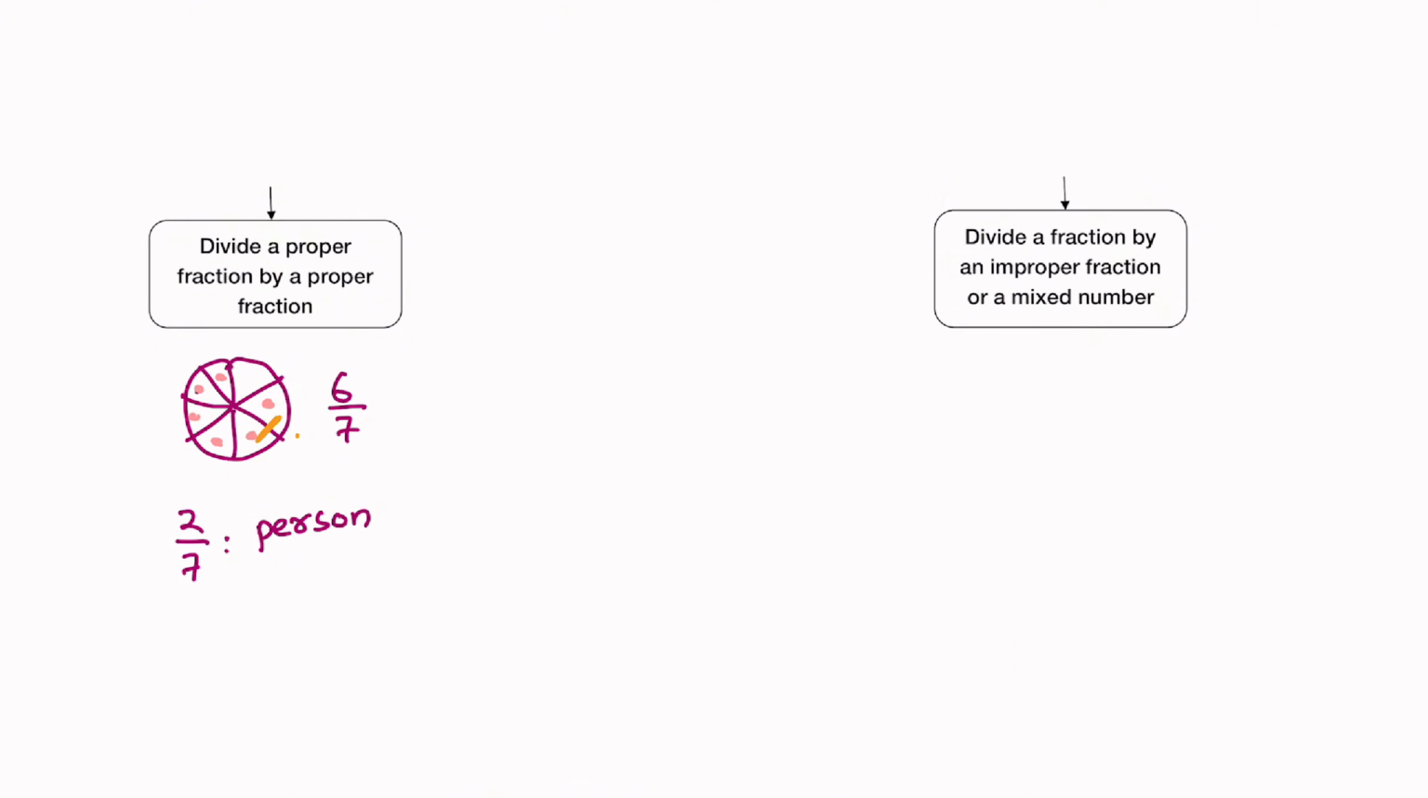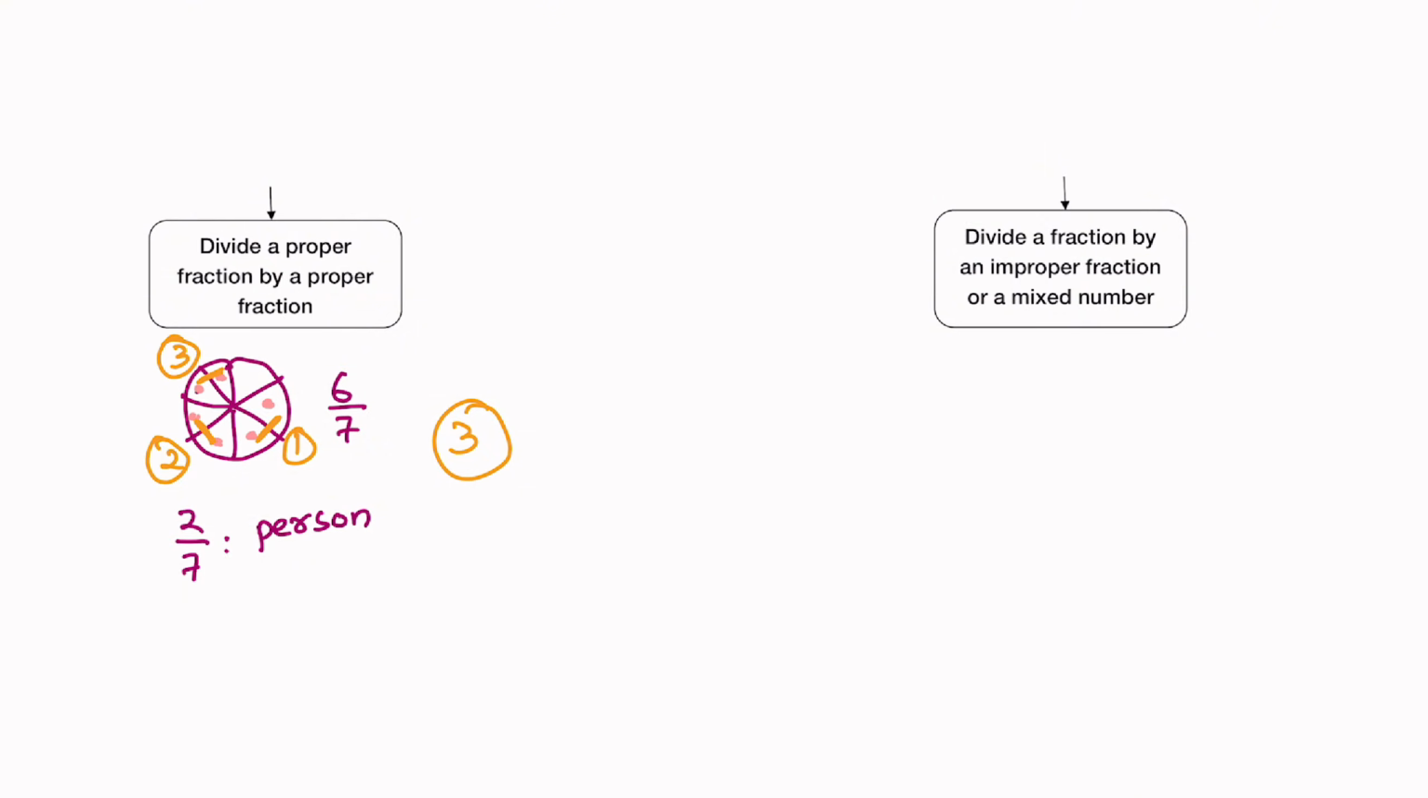This together will be one part, right? Because 2/7, two parts have to go. Then this together makes the second part, and this together makes the third part. So the answer for this is 3. 3 people will get that pizza. Okay, so this is how you do it using the bar model.